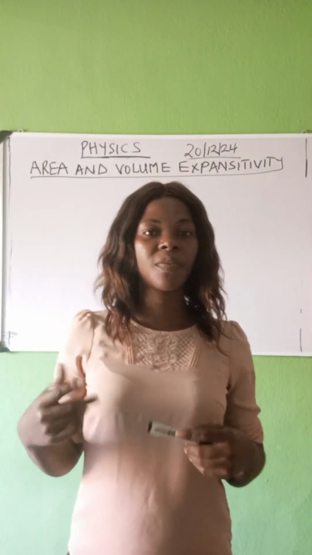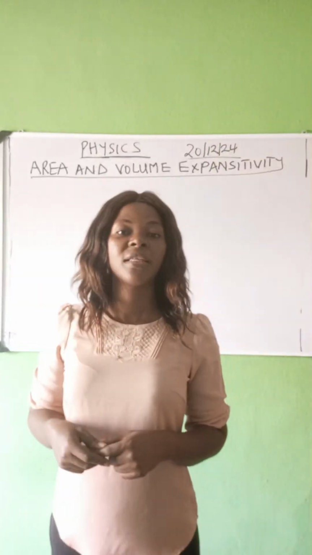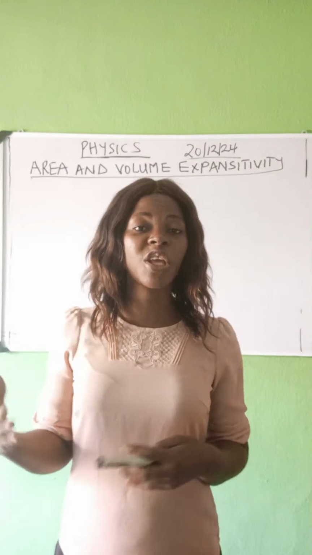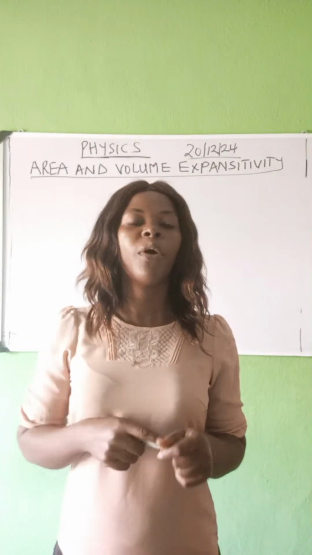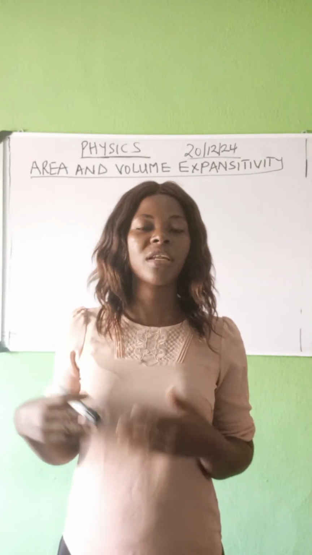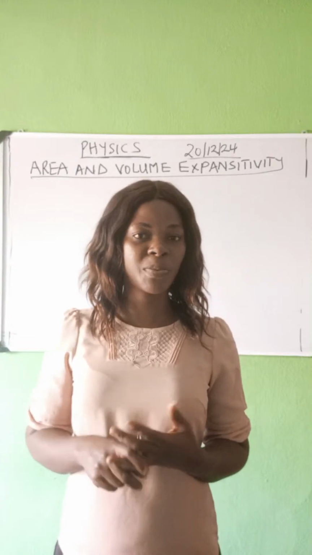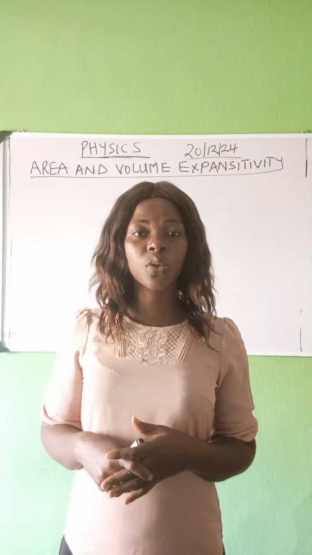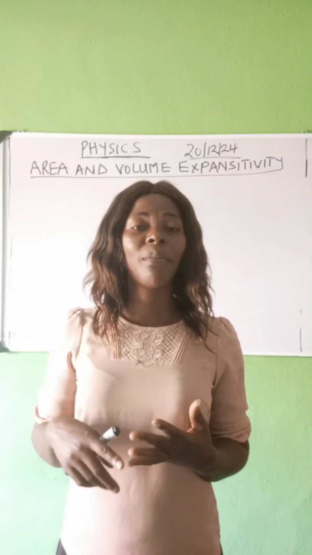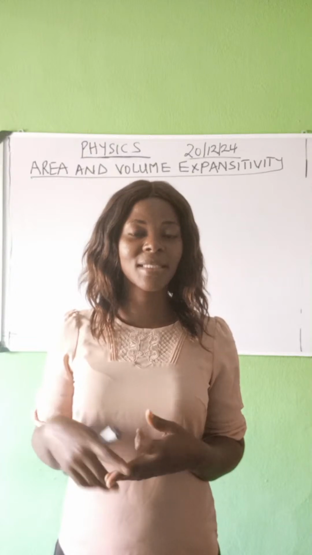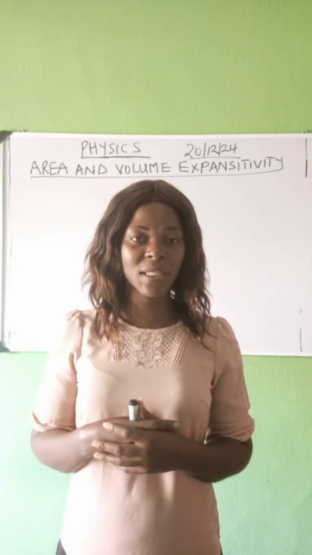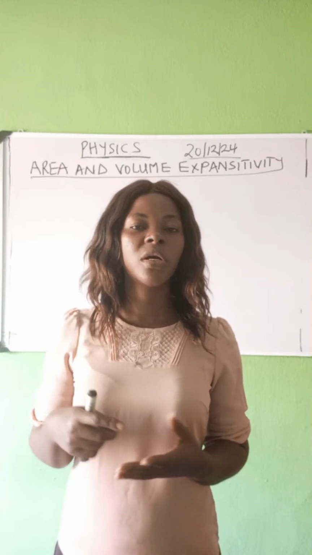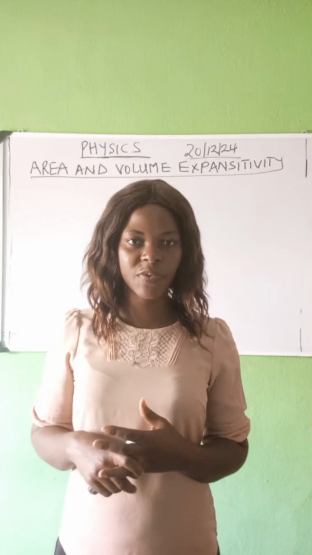Yesterday, we did linear expansivity. That is when an object expands or increases only by the length. But if the increase or the expansion is by the length and its breadth, it is classified as area expansivity. And also, if it is increased by the length, breadth, and height, it is classified as volume expansivity. Yesterday we did linear expansivity. Today we are going to do area and volume expansivity. All right.